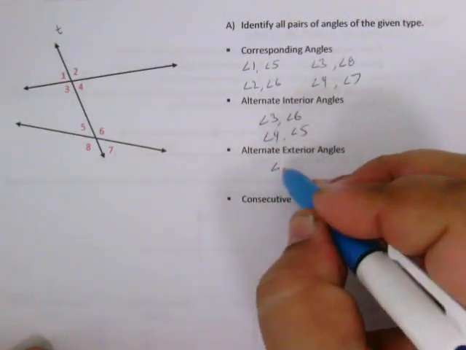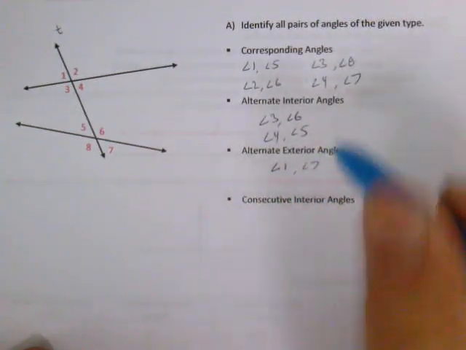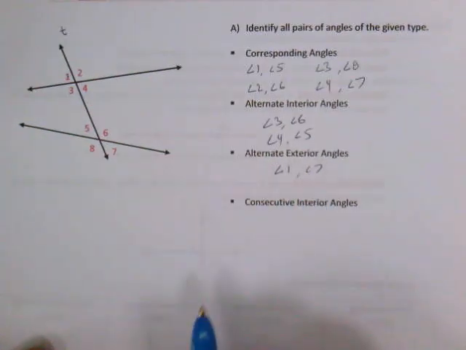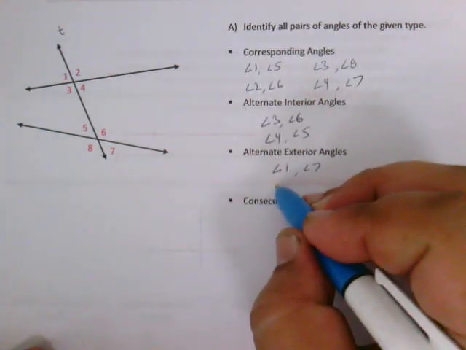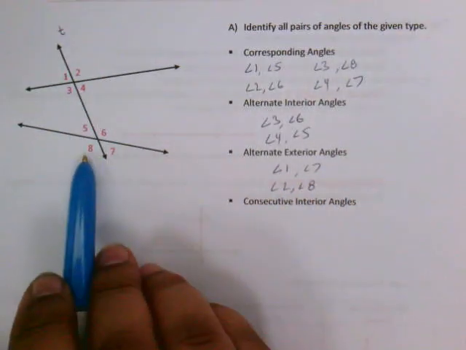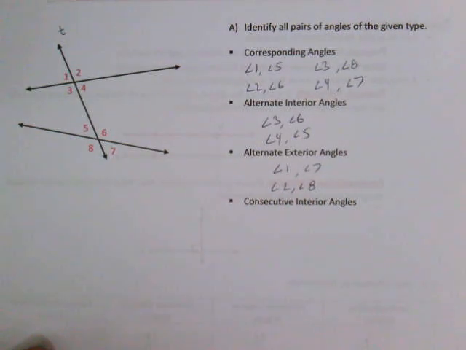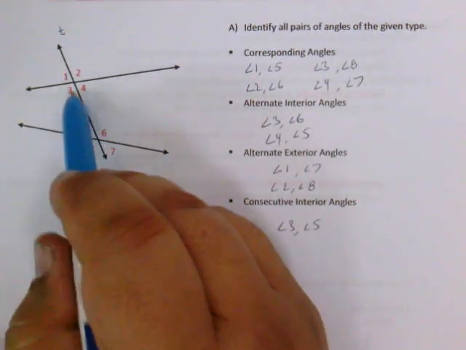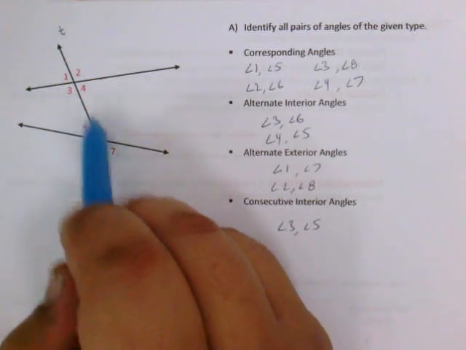Alternate exterior might be angle 1 and angle 7. Those are alternate exterior angles. And also angle 2 and angle 8, alternate exterior. And consecutive, which means just two angles next to each other: angle 3 and angle 5, here and here, and 4 and 6.